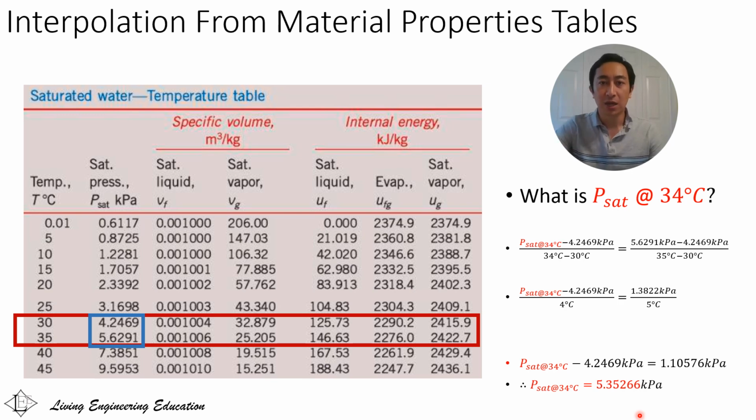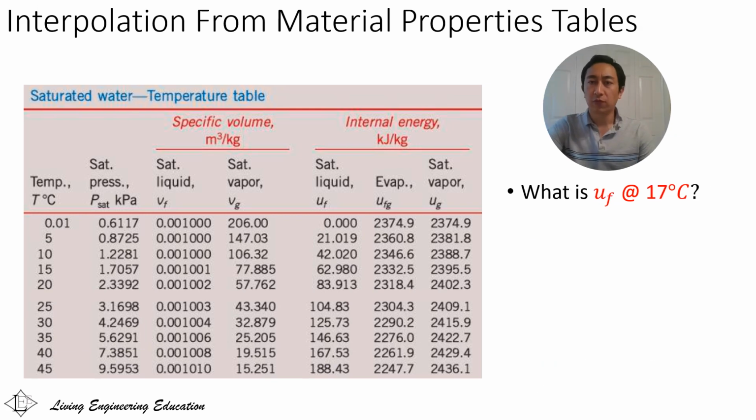I'll do one more example, and I'll actually have you run through it before I walk through the steps. Okay, so for this one, I want you to pause the video, and I want you to see if you can find at 17 degrees Celsius what the internal energy of a saturated liquid is. So find the column with UF and find the two values it would use at 17 degrees Celsius. And then when you're done, come back and see if you match.